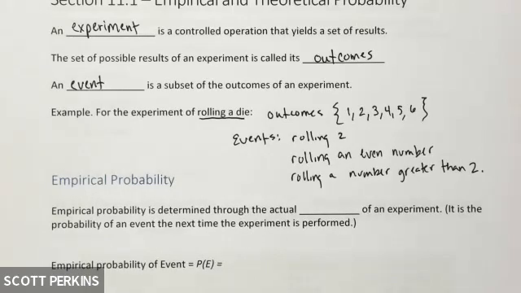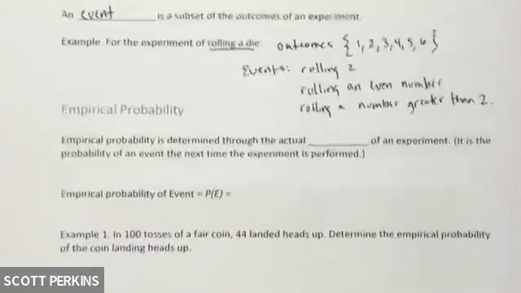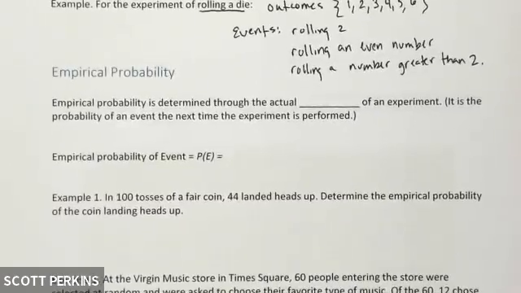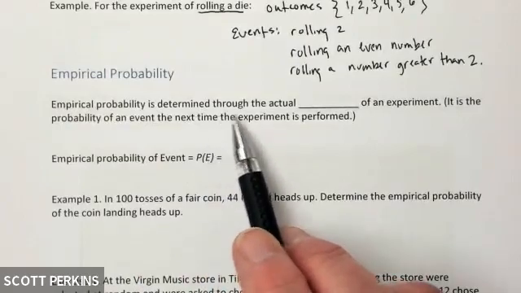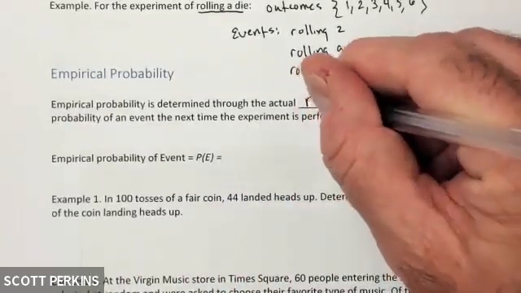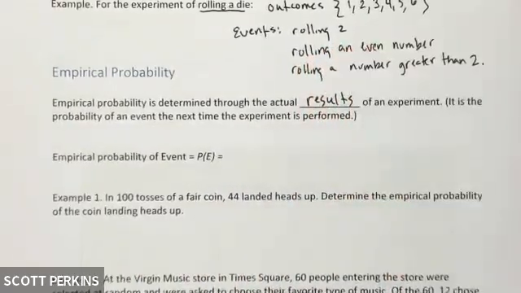We're going to start simple with our probability. But like I said before, probability is used all throughout our lives, probably just not even aware of it sometimes. So hopefully you get a little bit of an understanding. Okay, so for instance, empirical probability. So we're going to start with this. Empirical probability is determined through the actual results of an experiment. It's the probability of an event the next time the experiment is performed.